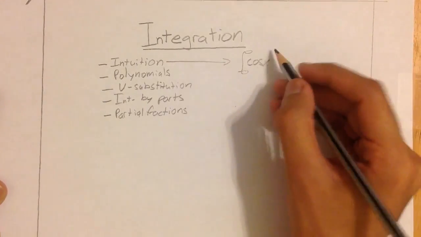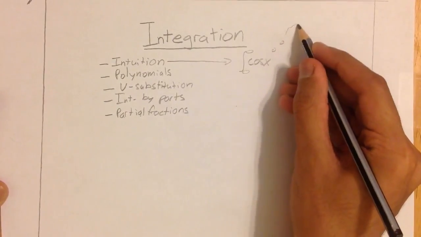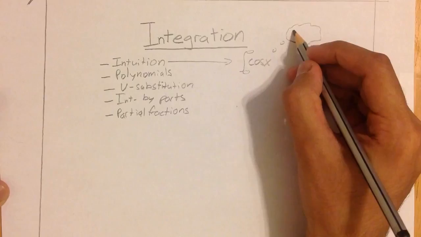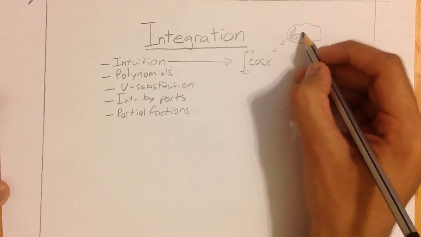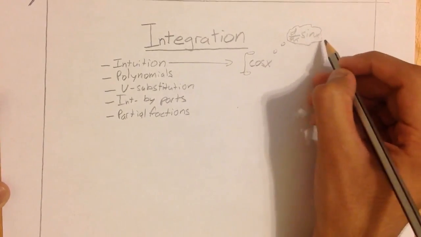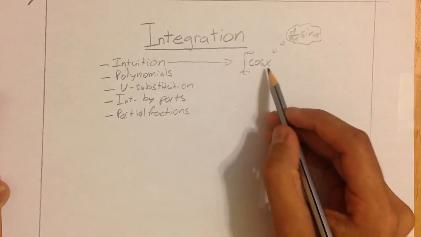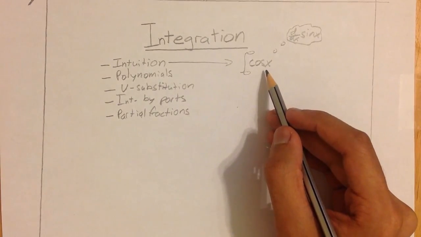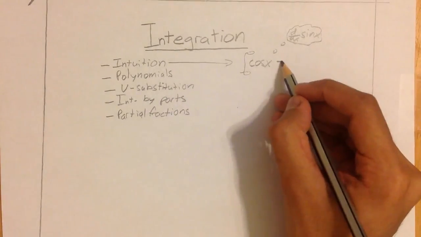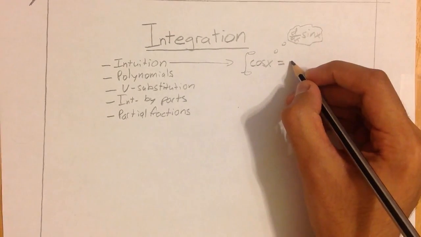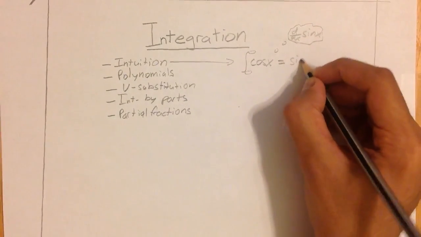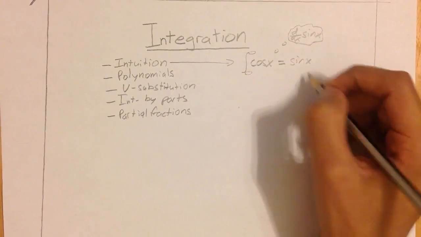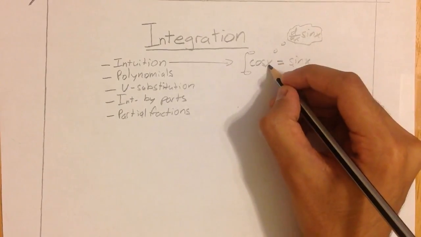So if you recall, d dx of sine of x is actually equal to the cosine of x. And since integration is the opposite of differentiation, we know that, or we can intuit that the integral of cosine of x is actually the sine of x, because the derivative of the sine of x is the cosine of x.